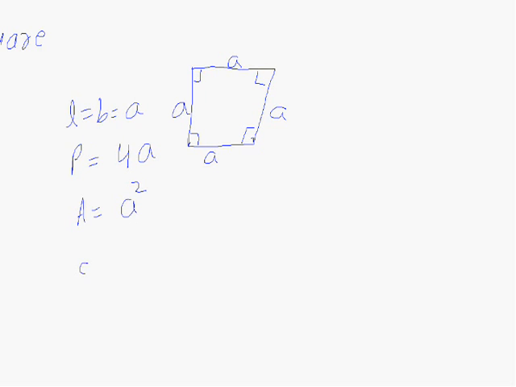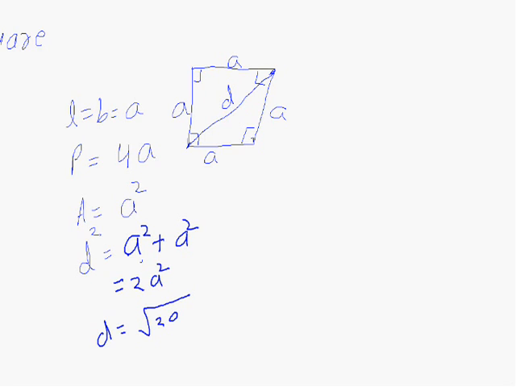Now the diagonal of a square is the line segment joining the opposite vertices. As we know, the diagonal square equals A square plus A square, that is 2A square. So the diagonal equals under root of 2A square. The square root of A square is A, and root 2 stays root 2. So the diagonal of a square is root 2 times the side.